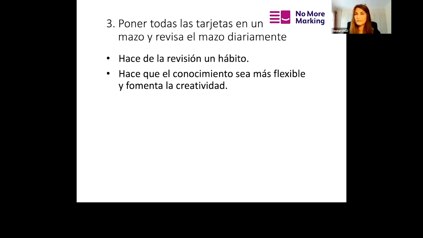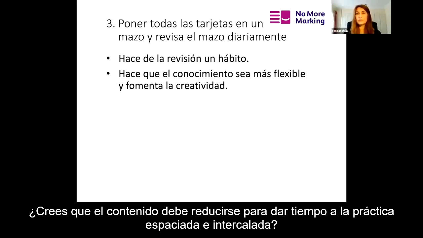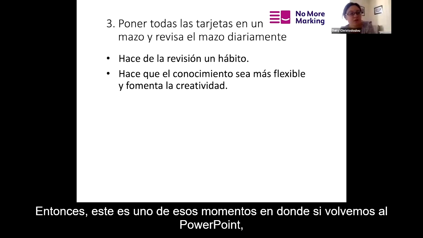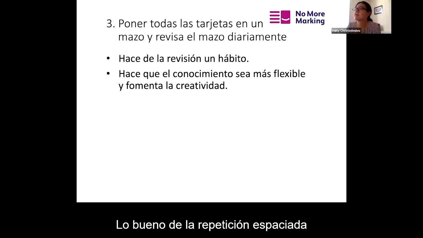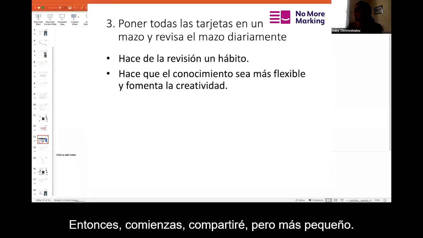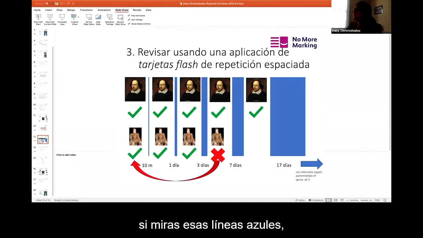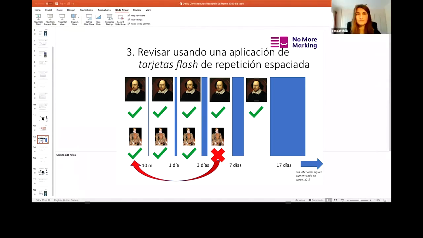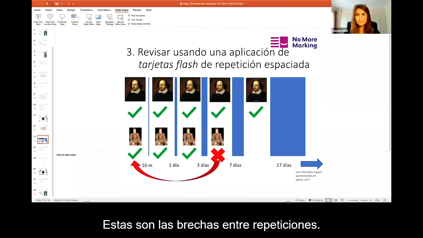Thank you. Do you think the content needs to be reduced to give time to spaced and interleaved practice? Yeah, really good question. Reducing content. So if you go back to this, I'm just going to resume share. If you look at those blue lines, those are the gaps in between. Can you see that? Yeah? Those are the gaps in between repetitions.